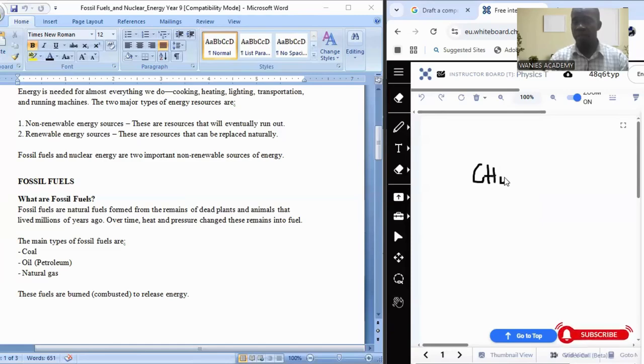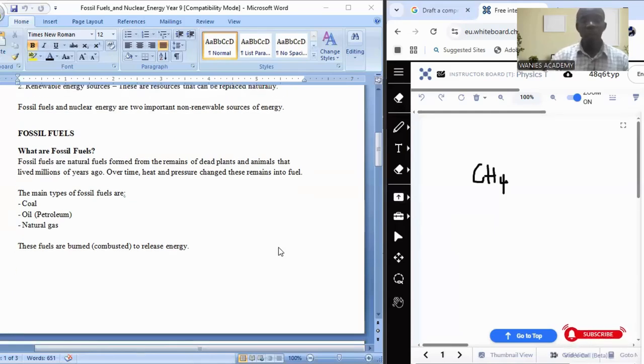So we have the coal. Coal is also an example of a fossil fuel. We have the oil, which is petroleum. They are also classified as a fossil fuel. Then we have the natural gas. The natural gas is also a fossil fuel. So all of these types of fossil fuel, they are all non-renewable. Now, these fuels are burned, they are combusted.